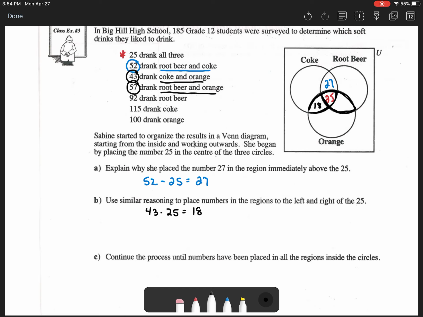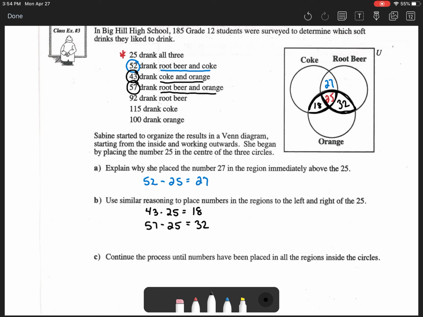Next, we're talking about root beer and orange. So root beer and orange, there should be 57. Okay, so root beer and orange is going to be here. There's orange and root beer where they overlap. And in that section, again, there should be 57.